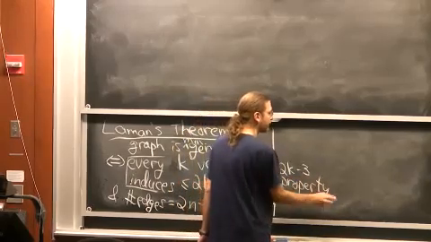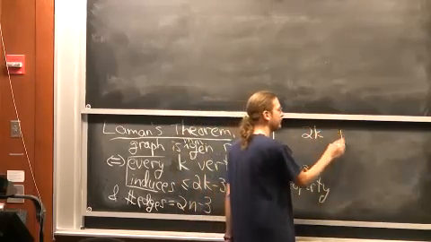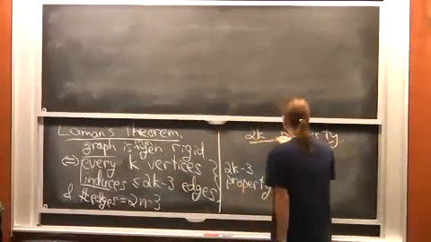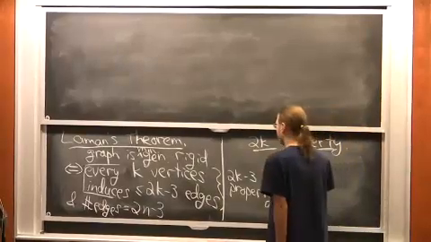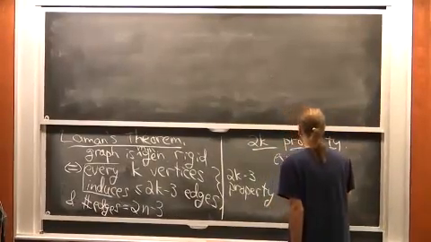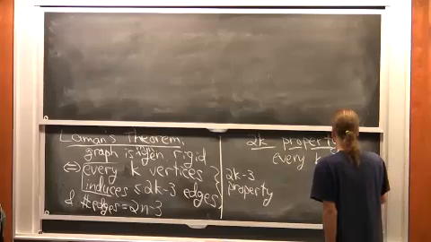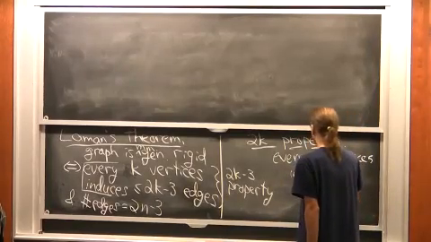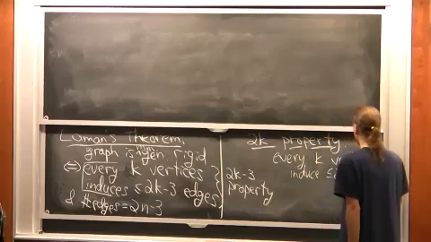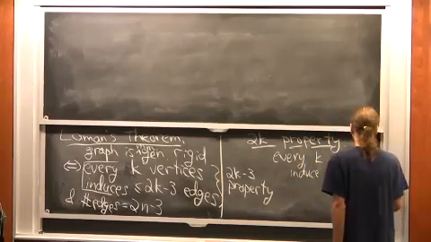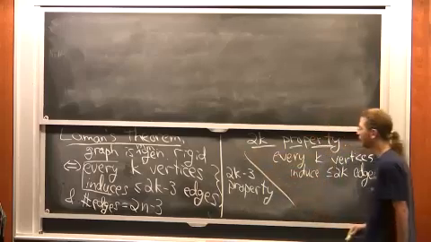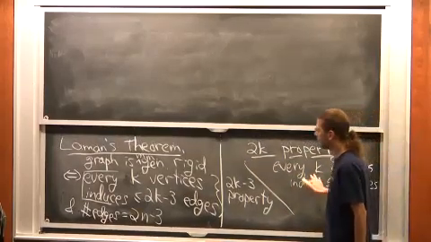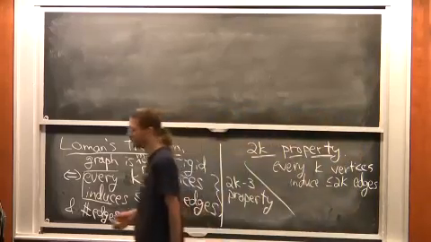And we're going to warm up with a simpler problem, which is to check the 2k property without the minus 3. So the 2k property is just every k vertices induce at most 2k edges. So this will be a little easier to think about, more or less the same, a lot easier to argue about. And then we'll see how to modify the algorithm to check the 2k minus 3 property.